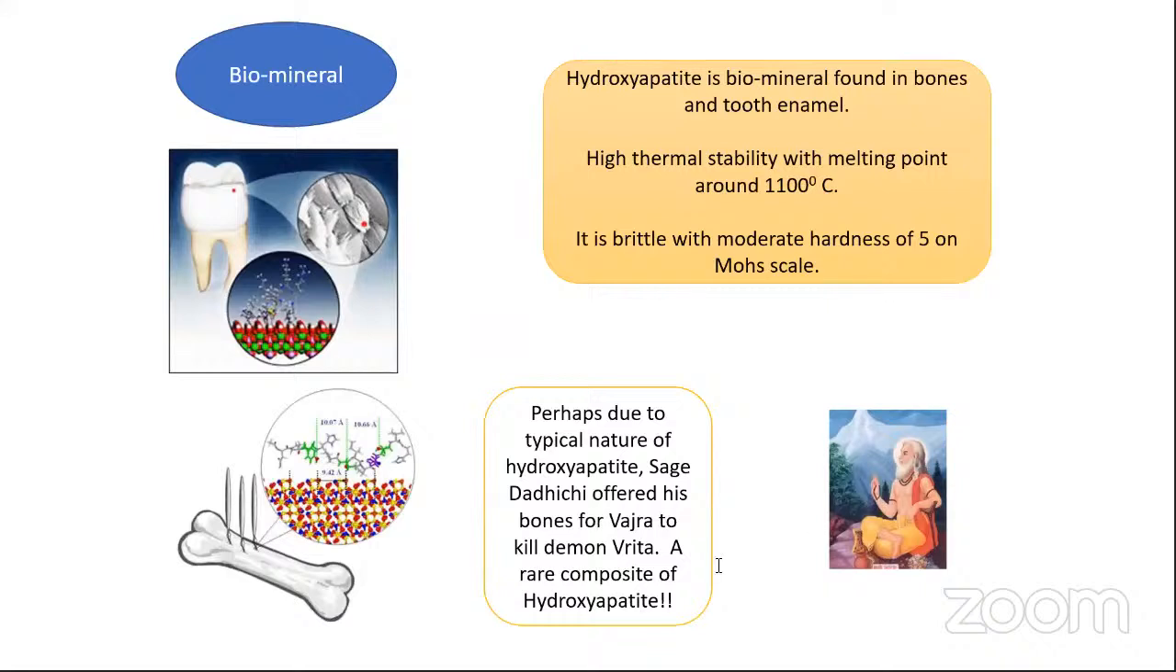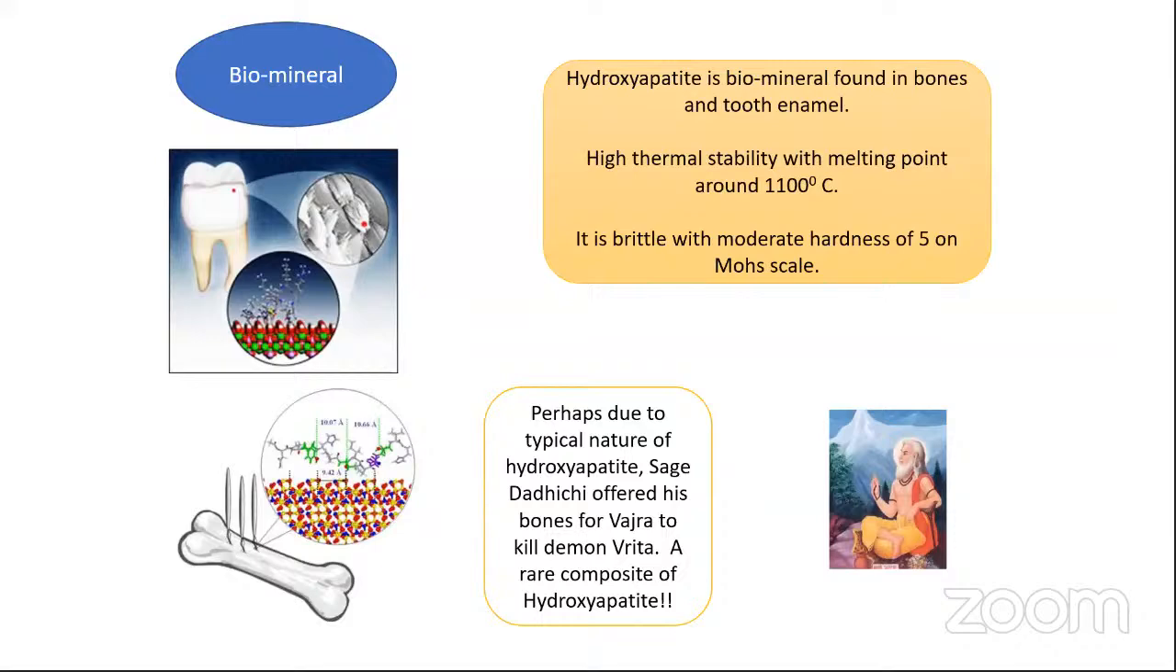Now, there is a legend regarding hydroxyapatite. Perhaps due to the typical nature of hydroxyapatite, the sage Dadhichi in our Indian legend offered his bones to form a Vajra to kill the demon Vritra. So the Vajra was made out of the bones of sage Dadhichi, and it killed the demon. So hydroxyapatite and some composite might have been in the Vajra weapon used by Indra.